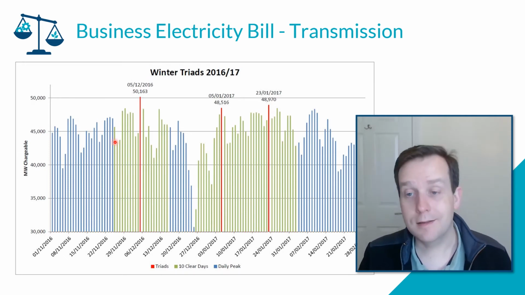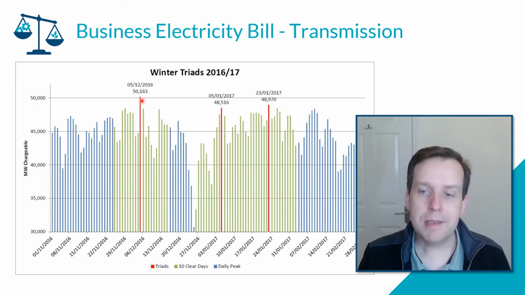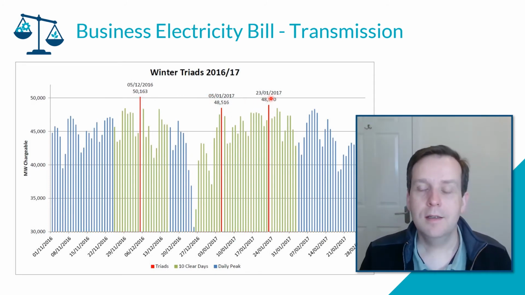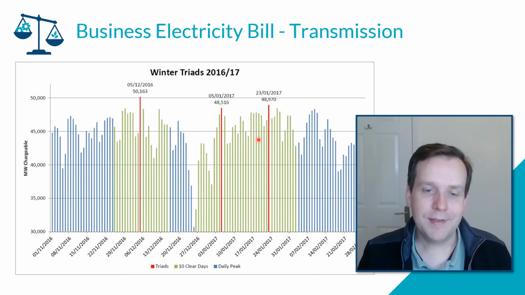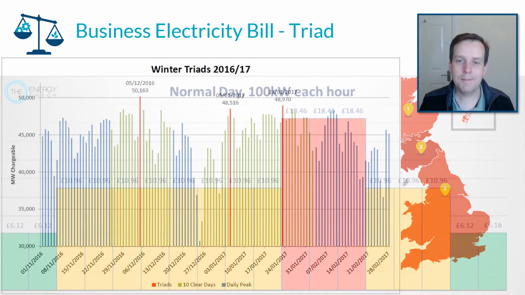Briefly, and there's a whole raft on this, the triads are based on a business's average energy use on the three most electricity intensive days, or the peak electricity usage days, between November and February of a year, but they must be separated by 10 days.